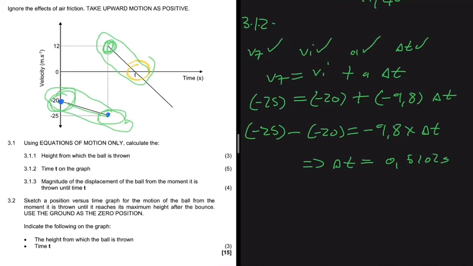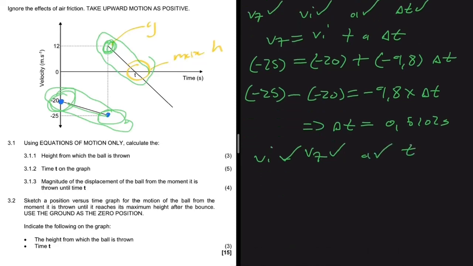Now we need the part of the motion from the time it leaves the ground to the time it reaches its maximum height, right? So what do we have there? We have VI for that part of the motion, and then we have VF at maximum height. We know the velocity is equal to 0, and then we have the acceleration, and we're looking for the time.